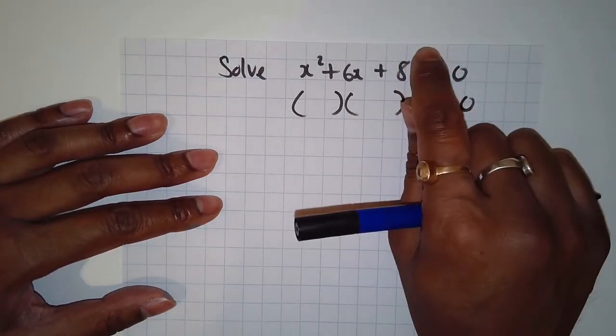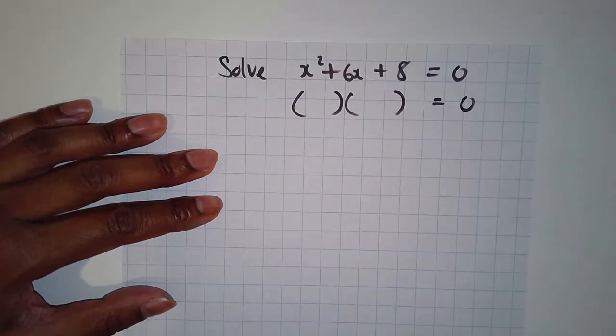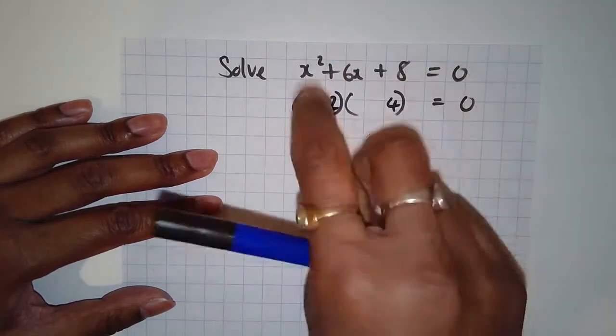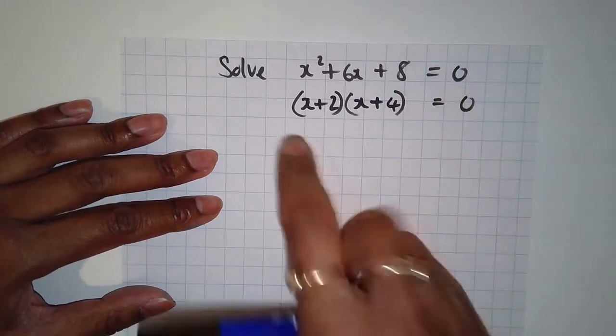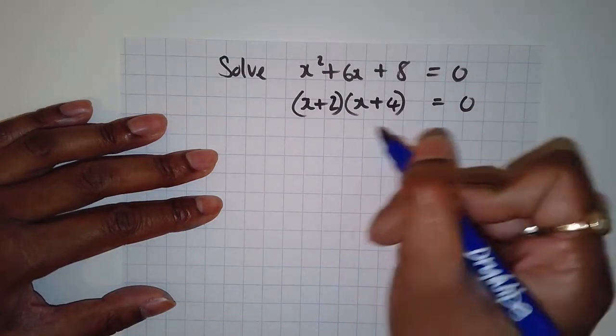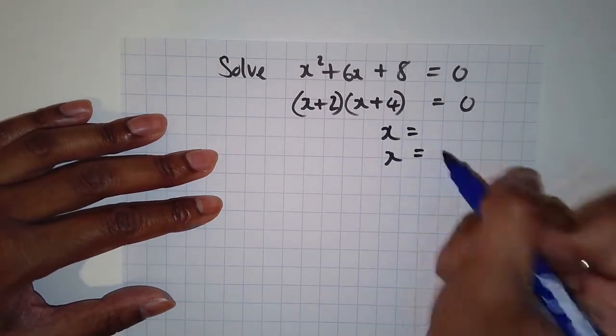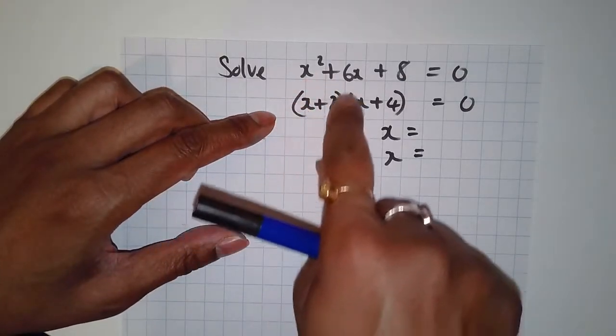Check. 2 times 4 is 8. 2 add 4 is 6. So 2 and 4, or 4 and 2, whichever way, it doesn't matter. Right, so if you were to expand this, you should get back to that. So the two values of x, what will make that side equal to 0?